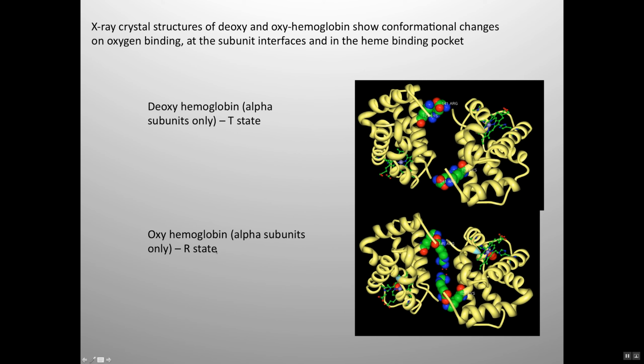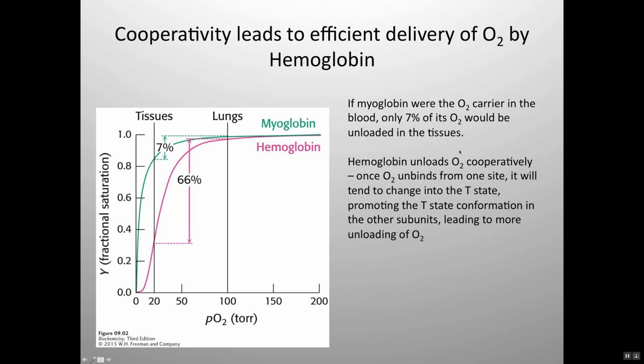Now what happens when oxygen binds is that we actually now get an ionic interaction between arginine 141 and arginine 141. So this is an intermolecular interaction. The previous one was intramolecular, within one molecule. This is intermolecular, between 2 molecules. So you see we've had this big shift in the conformation, in the interaction between the amino acids of these 2 subunits. So this cooperativity actually leads to efficient delivery of oxygen by hemoglobin.